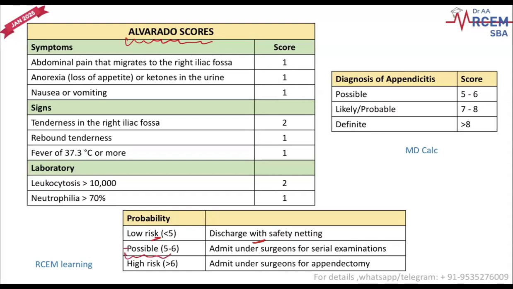If it is moderate or high risk, you admit them. Basically, we admit under the surgeon. Surgeons perform serial examinations. If required, they get a CT scan done so that they get a proper diagnosis.